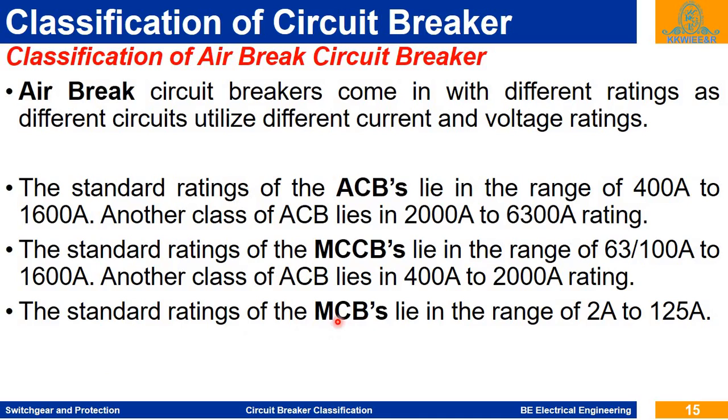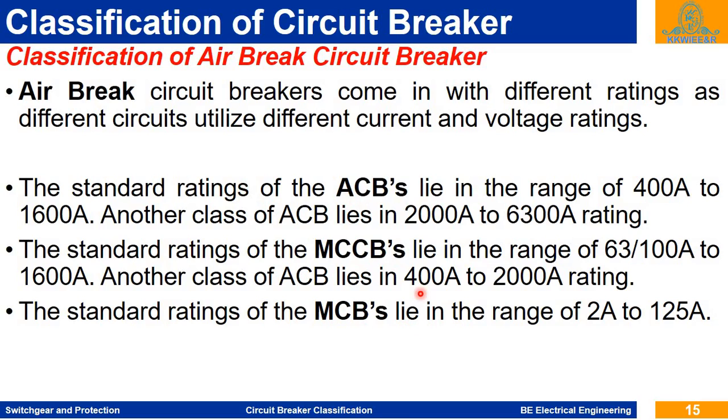Next is the MCB, miniature circuit breaker. The current rating of this MCB lies from 2 ampere to 125 ampere. These MCBs are available in single pole, double pole, triple pole or 4-pole. So based on the current ratings, air brake circuit breakers are classified as air circuit breaker, molded case circuit breaker and miniature circuit breaker.